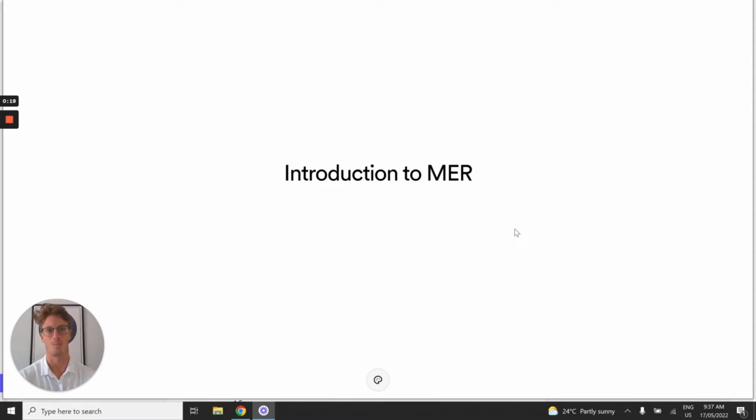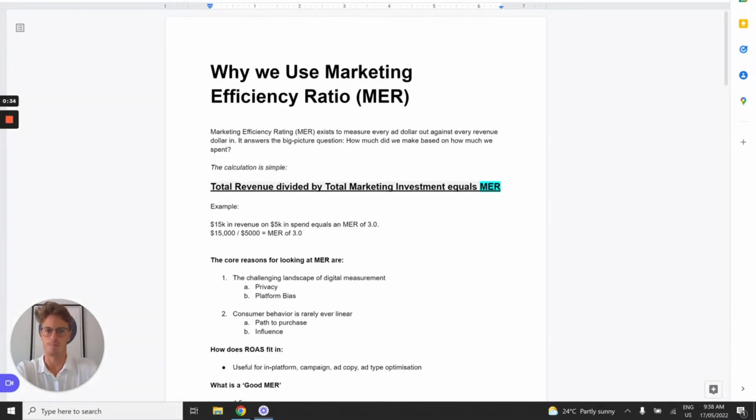Today, we're going to be introducing you to a metric that we use internally to measure and optimize the performance of the businesses that we work with. It's called MER, and let's get started.